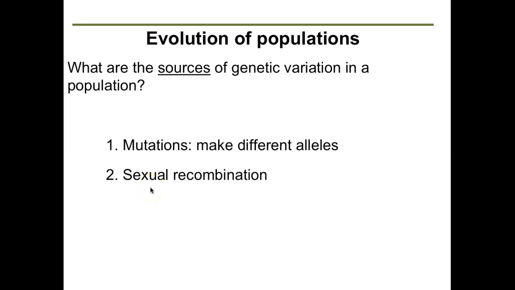The evolution of populations. When you define a population, remember the definition: it's a group of the same species in a given area. The same species should be able to interbreed and produce viable offspring. Viable means that the offspring are healthy and also able to have other offspring.